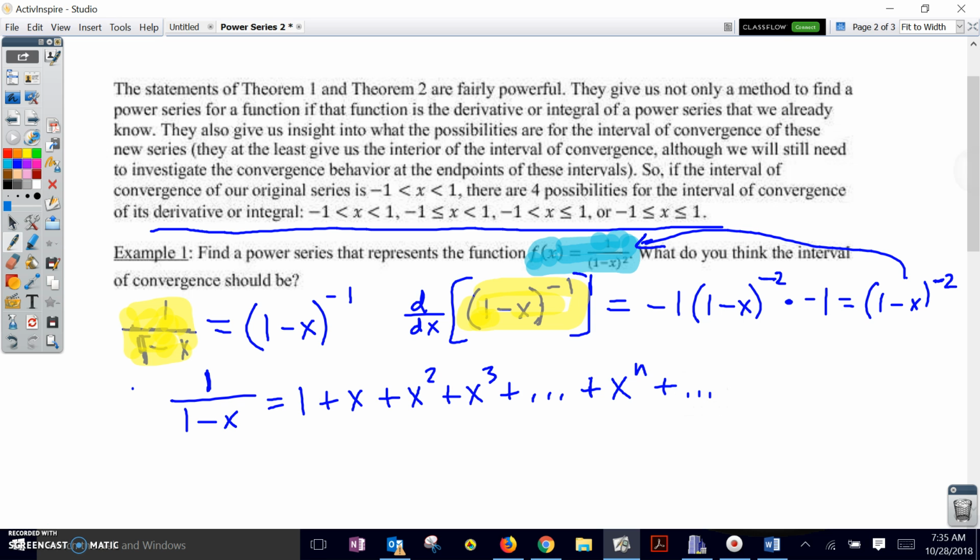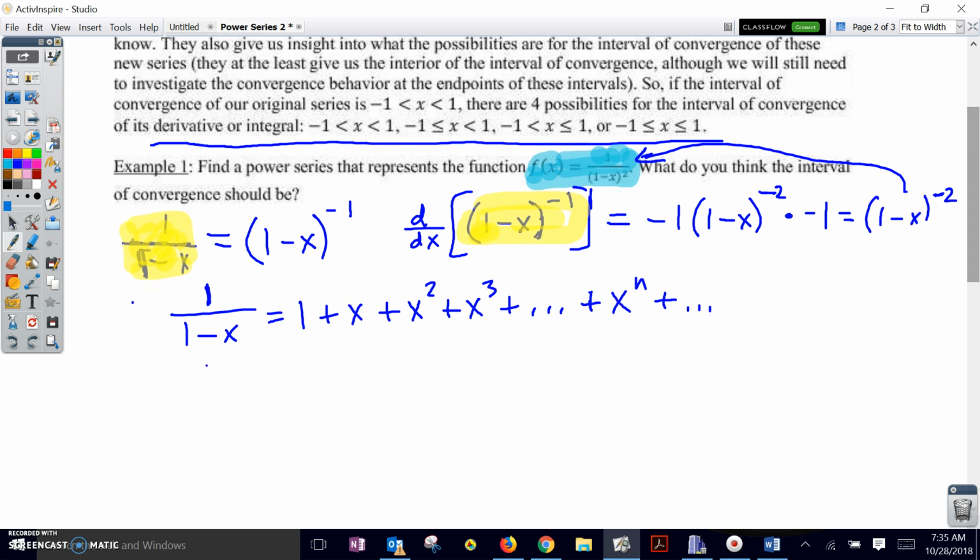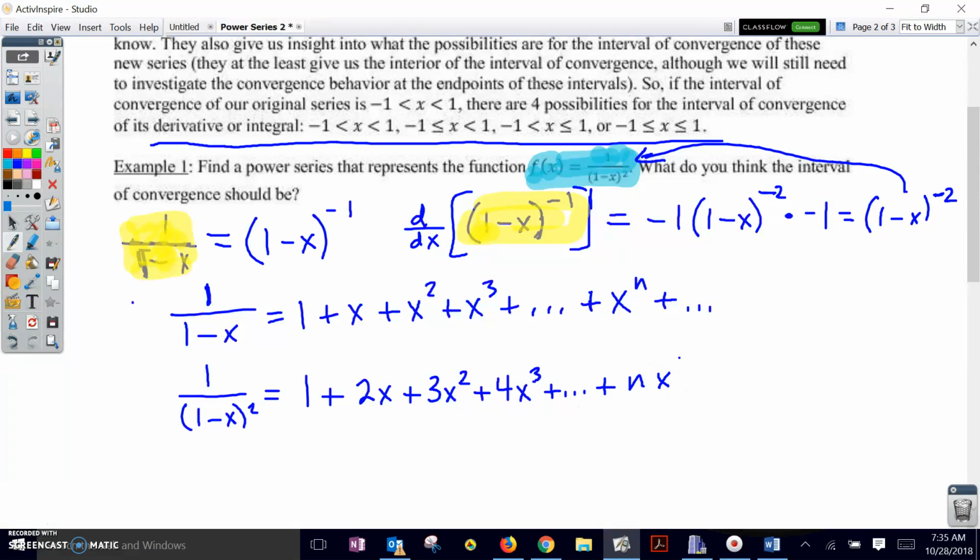And now all I'm going to do to get the series for 1 over the quantity 1 minus x squared is take the derivative of this, term by term. The derivative of 1 is 0. The derivative of x is 1. X squared, the derivative of that is 2x. X to the third, the derivative of that is 3x squared. So on and so forth, up to n times x to the n minus 1.